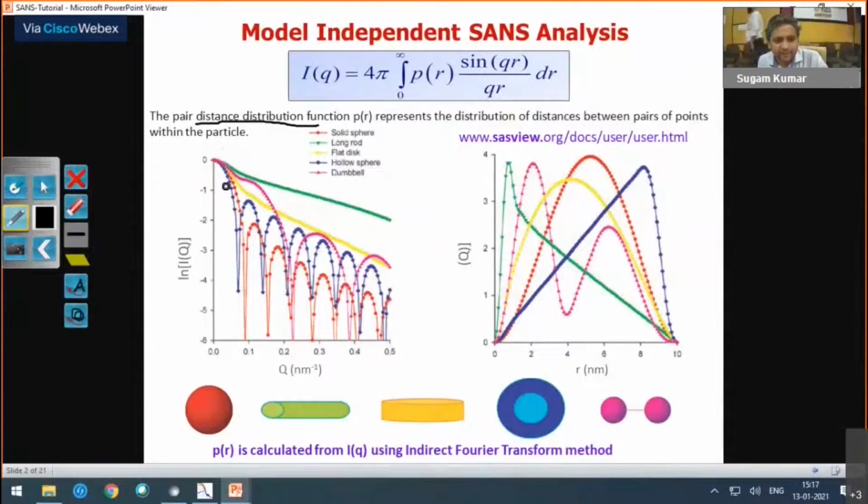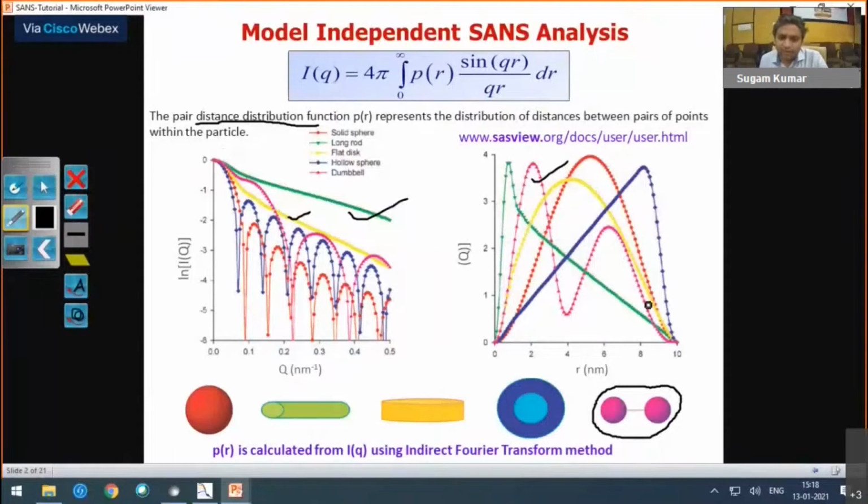For example, in case of a sphere, the data looks like this, but when we take P of R, it is like this. So we are getting a mean radius, and then this is the distribution. When there is asymmetry in the system, in the particles, let's say there is rod like, so P of R should look like this, and the scattering curve is like this green one. When the yellow is like a disk, another asymmetric particle, then this is like this. And if there are two length scales present, then we will get two peaks in P of R.